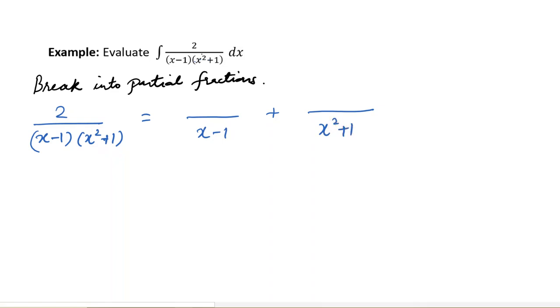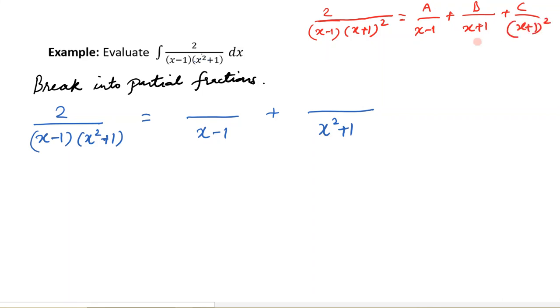I just want to make sure you don't mix two things up. If you have something like 2 over (x minus 1) times (x plus 1) whole squared, then you have only linear factors, and one of them is repeated. In that case, your partial fraction would have a over x minus 1, then b over x plus 1, and then c over (x plus 1) whole squared. So then you get three terms. But in our case, because this is a quadratic expression of the form ax squared plus bx plus c, we only get two terms. So don't mix these two together.